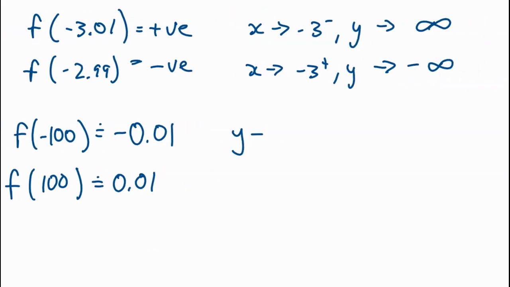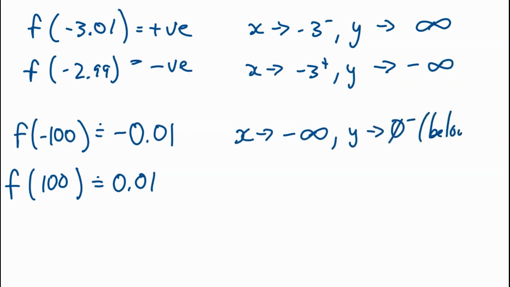So as x goes to negative infinity, because that was my negative 100, y approaches 0 from below. As x approaches positive infinity, y approaches 0 from above.